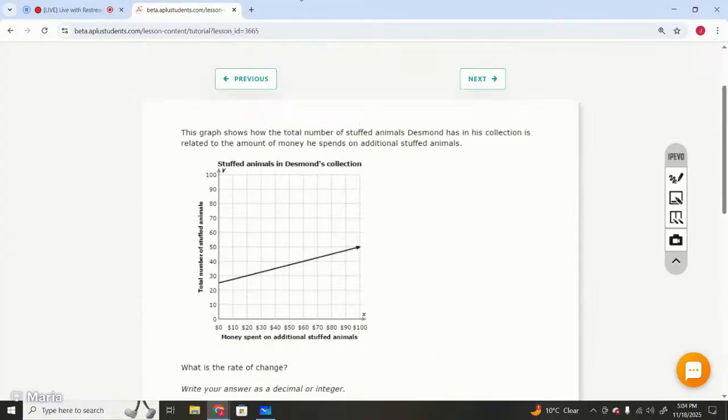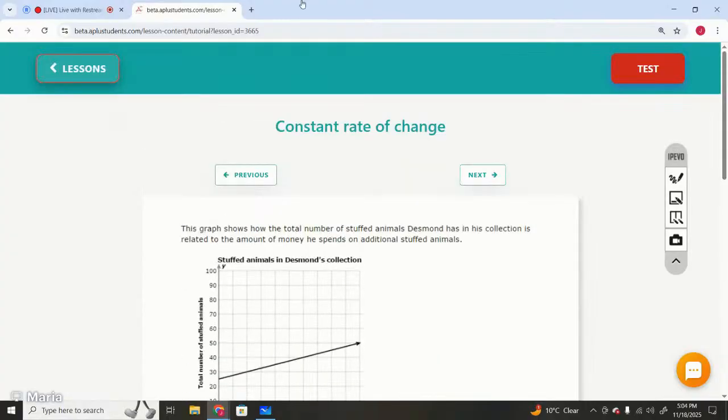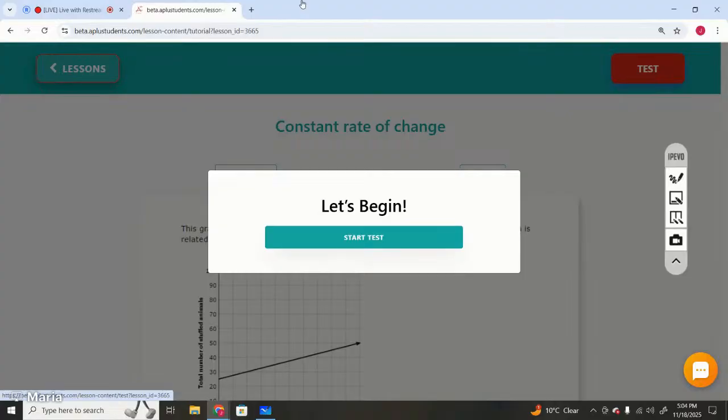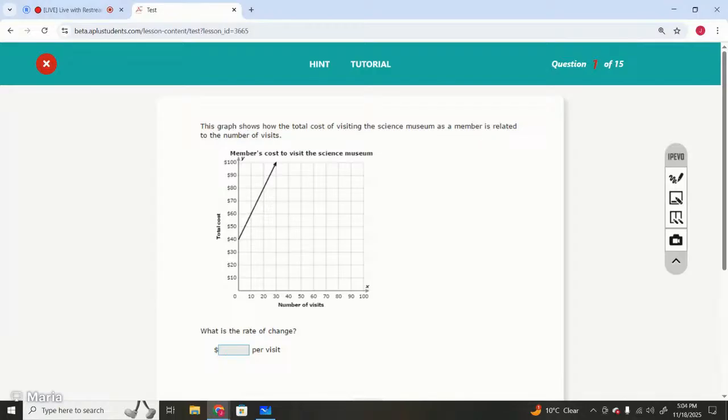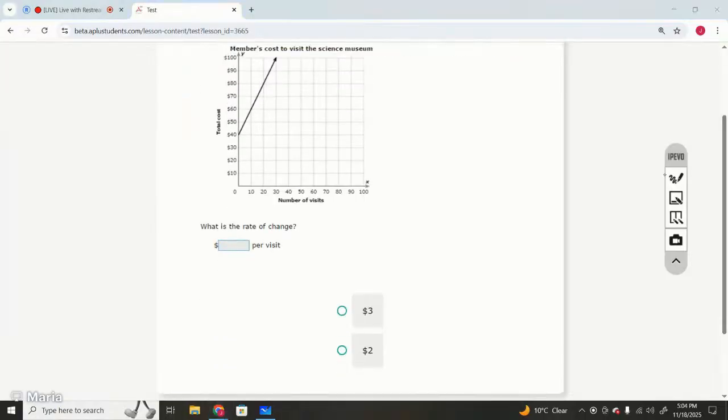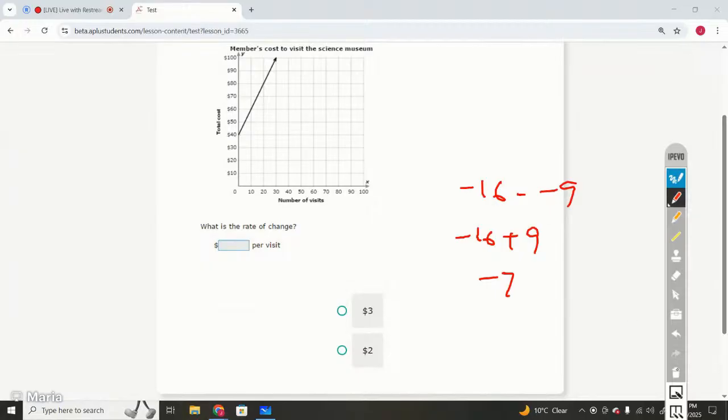Let's just start with the test questions. This graph shows how the total cost of visiting the science museum as a member is related to the number of visits. So we need to calculate the rate of change. We need to calculate the slope.